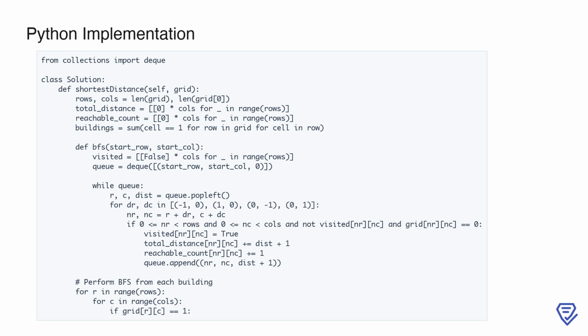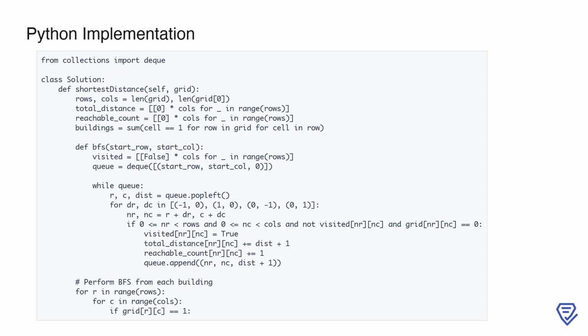Here, we start by importing the deque class from the collections module, which will help us implement a breadth-first search or BFS. Inside the Solution class, the shortestDistance method takes a grid as input, representing the city layout. We first determine the number of rows and columns in the grid, and then initialize two matrices, total_distance to track the cumulative distance from empty land cells to all buildings, and reachable_count to count how many buildings each empty land cell can reach. Additionally, we calculate the total number of buildings in the grid by summing up all cells with a value of 1. Next, we define a helper function BFS to perform a BFS starting from a specific building located at start_row and start_col.